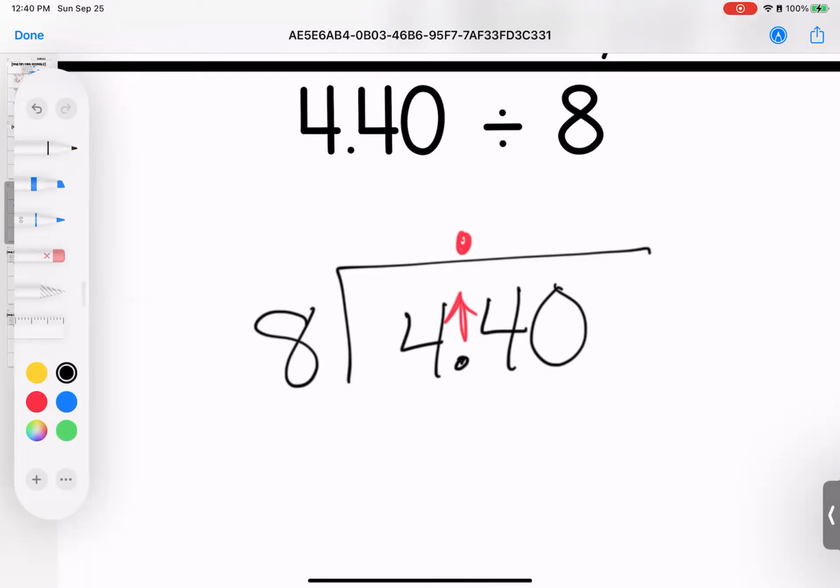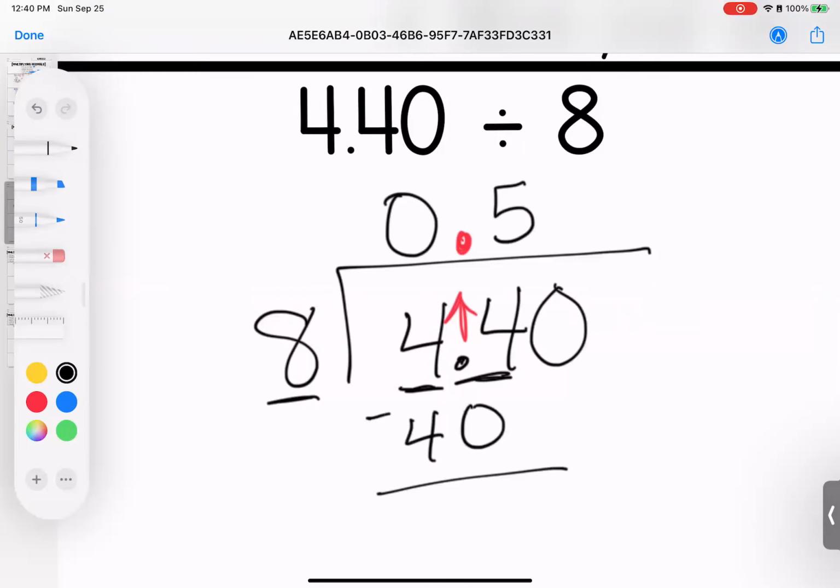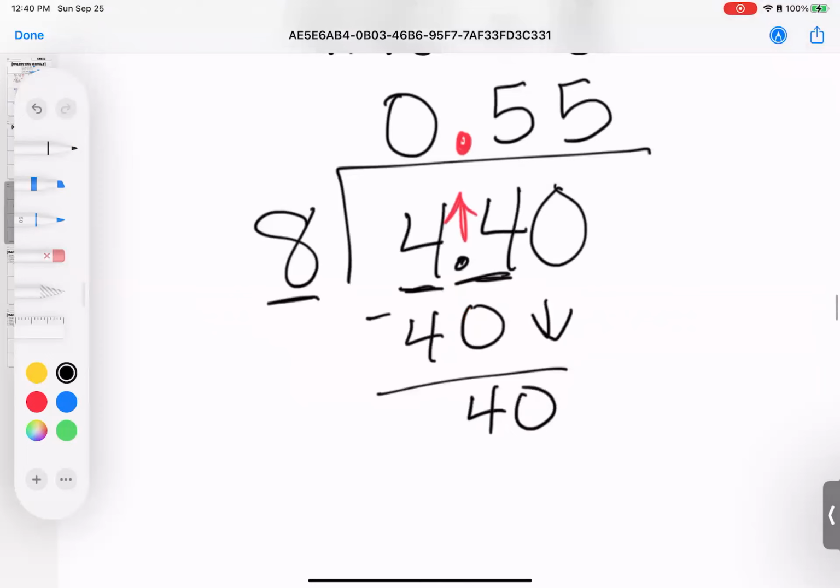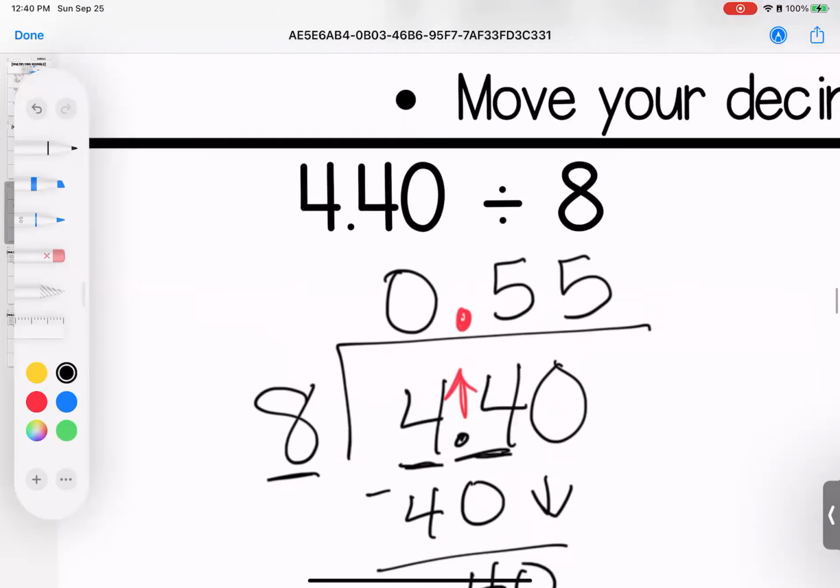Watch when you solve. Does 8 go into 4? No. Put a 0. Does 8 go into 44? Yes. 5 times. 5 times 8 is 40. Subtract. Get 4. Bring it down. Another 5. Our answer is 55 hundredths. Watch where you're putting your first digit. It is very, very important.